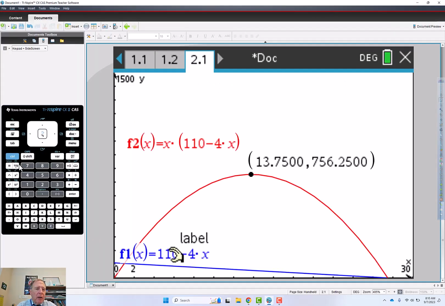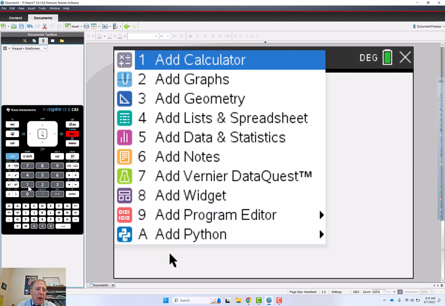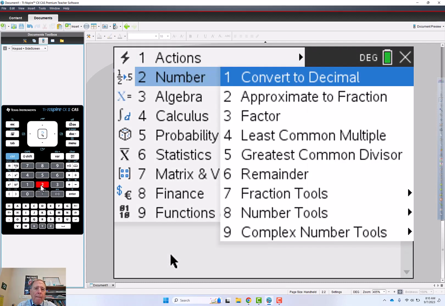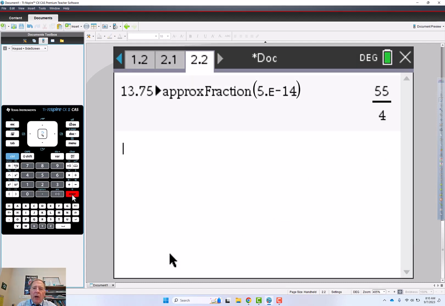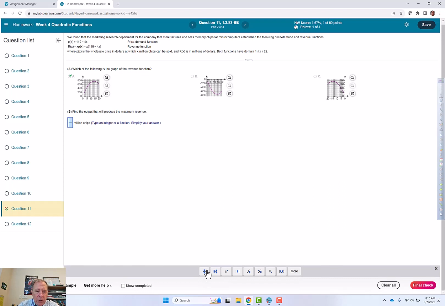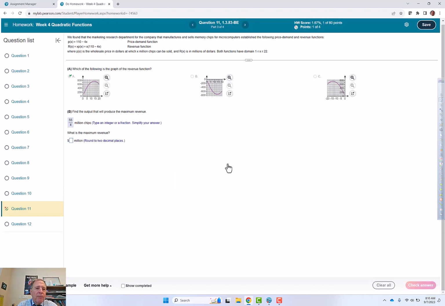I'm going to go back to the calculator, add a calculator page, 13.75, menu, number, approximate a fraction, so 55/4 is what they want, even though nobody in business would talk like that. So we'll go up here. Okay, fraction, 55/4. Final check. Excellent.